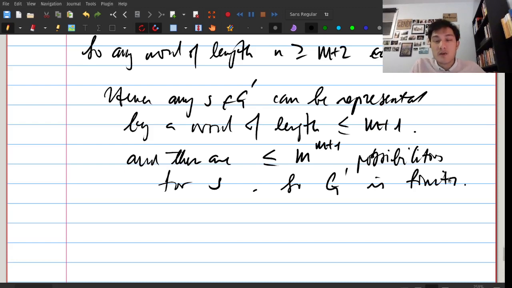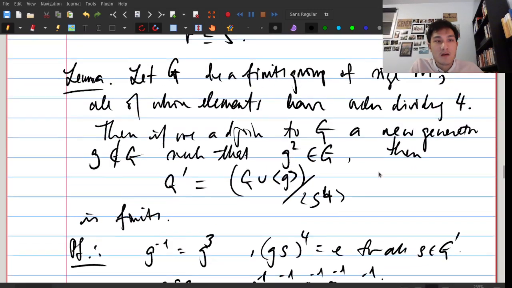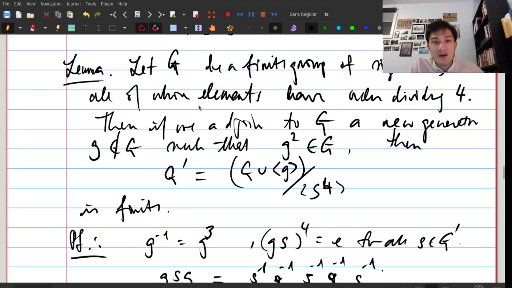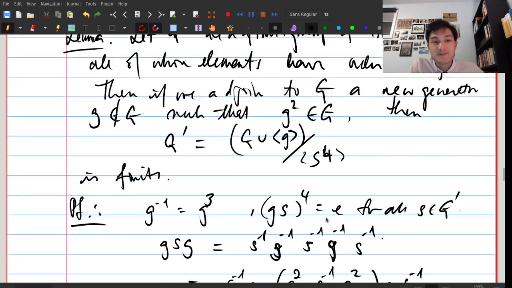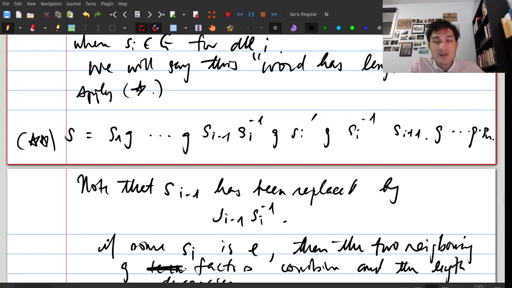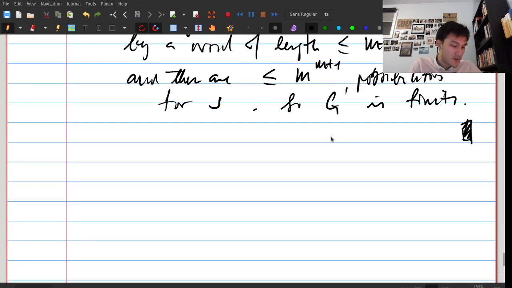Okay, so we have shown that, what did we show? Let's see the lemma again. So G is a finite group of some size, m, and the elements all have order dividing 4. Then if we adjoin to G a new generator whose square is in G, and you still mod out by order dividing 4, that group is finite. Okay, so all the gross parts of the theorem have been put in here, and so now we can prove it.